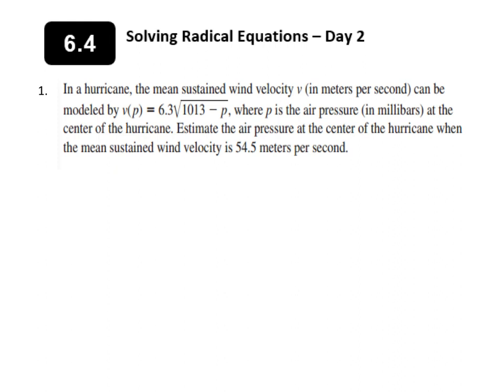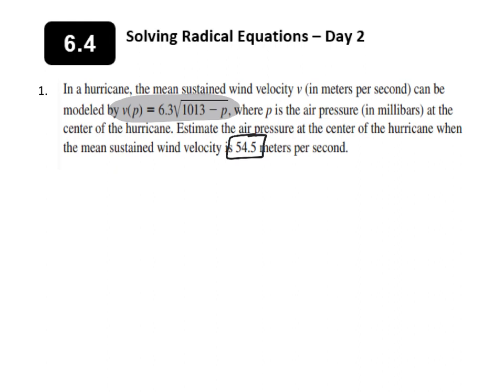This problem says, in a hurricane, the mean sustained wind velocity in meters per second can be modeled by V of P equal to 6.3 times the square root of 1013 minus P. Go ahead and circle that. We definitely need that equation. Where P is the air pressure in millibars at the center of the hurricane. Estimate the air pressure at the center of the hurricane when the mean sustained wind velocity is 54.5 meters per second.